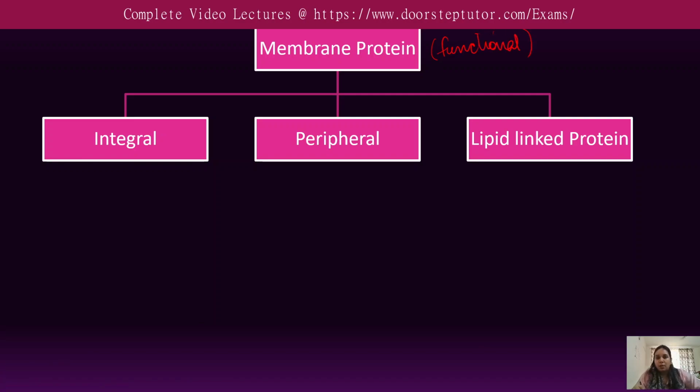are the functional part. They perform whatever function is going on in the plasma membrane. It is usually done by the protein only. So the functional part is the membrane protein, and the structural part is the lipid.